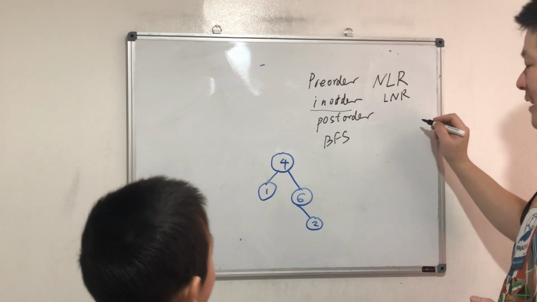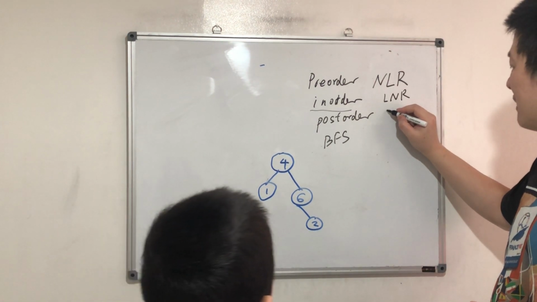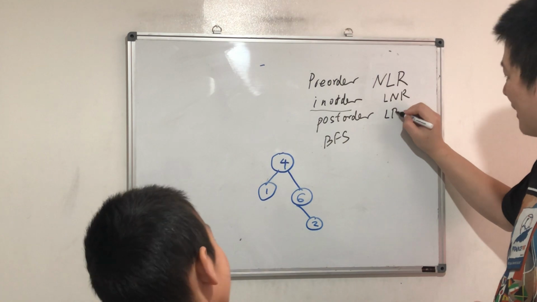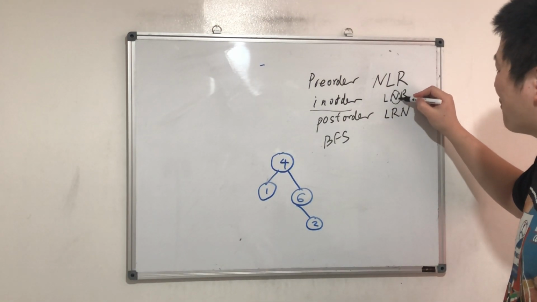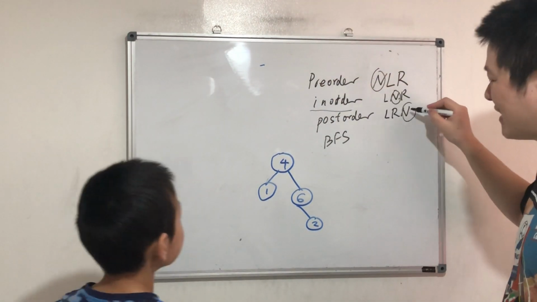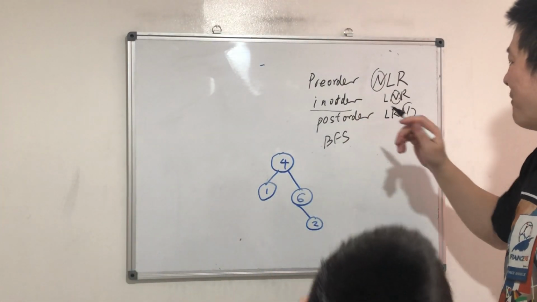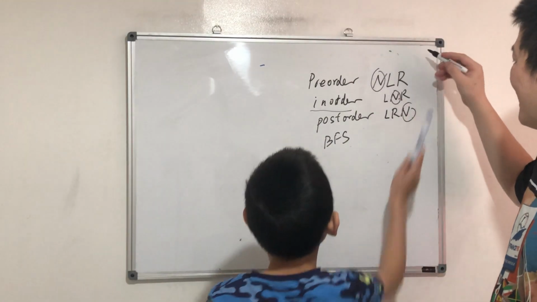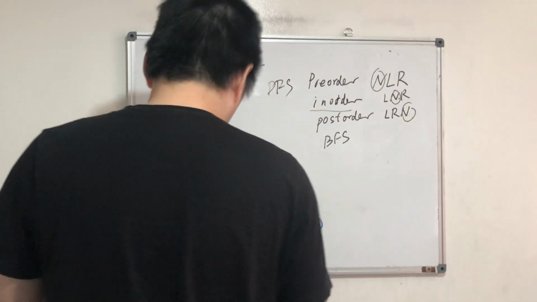What's post-order? Left, right, node. Look, in post-order the node is last, in in-order it's in the middle, and in pre-order it's the first. That's what they call breadth first search. So which one is the depth first search? Pre-order. Okay, that's good.